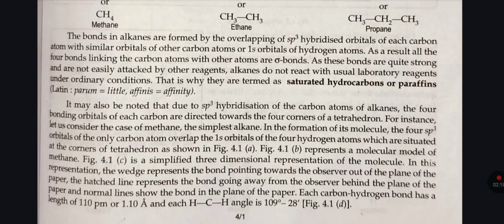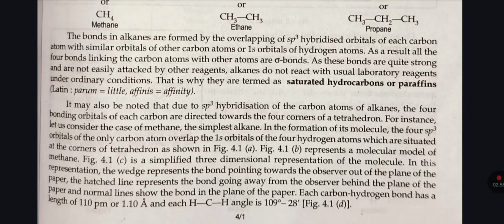It may also be noted that due to sp3 hybridization of the carbon atom of alkanes, the four bonding orbitals of each carbon are directed towards the four corners of a tetrahedron. For instance, let us consider the case of methane, the simplest alkane. In the formation of its molecule, the four sp3 orbitals of the only carbon atom overlap the 1s orbitals of the four hydrogen atoms, which are situated at the corners of a tetrahedron as shown in figure 4.1a.